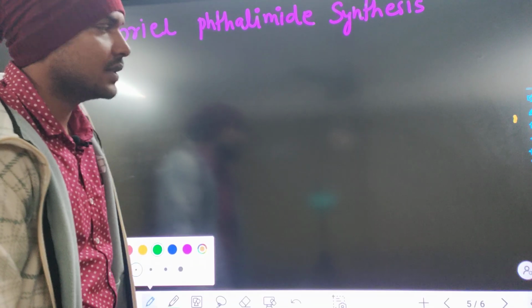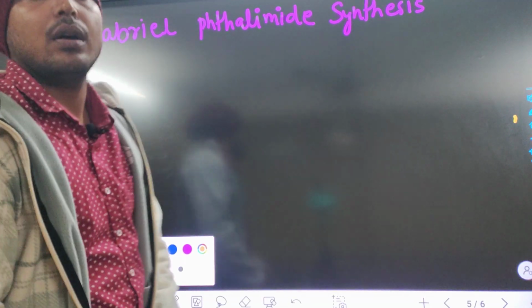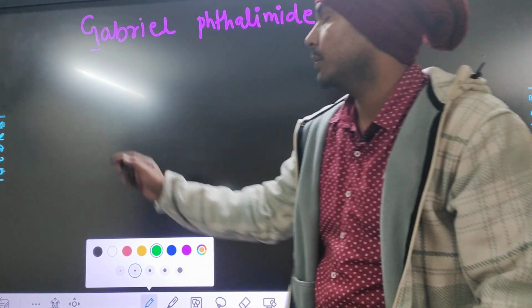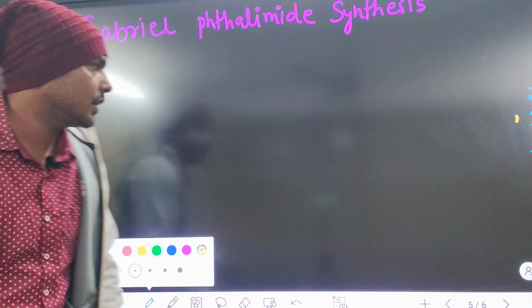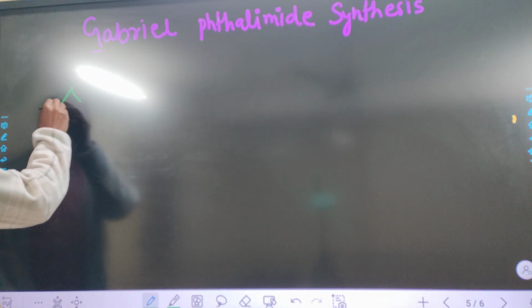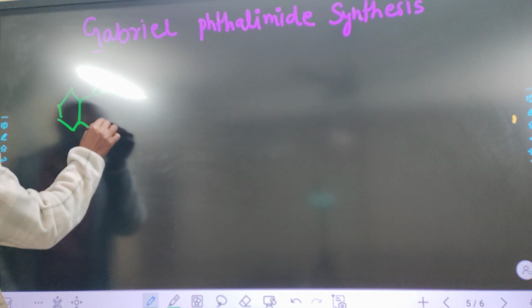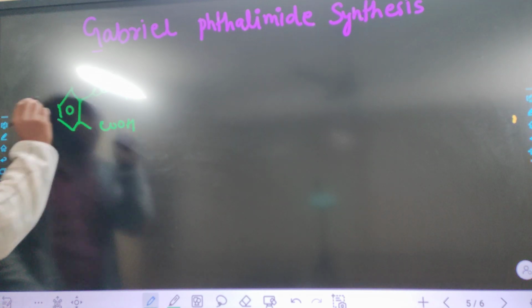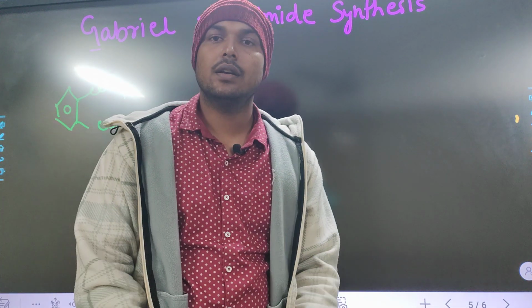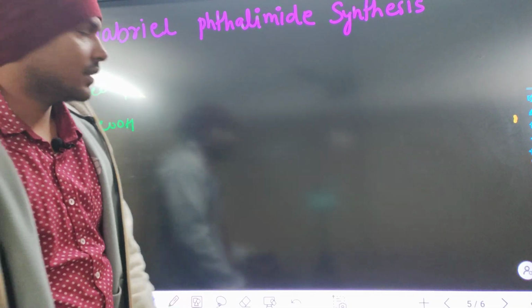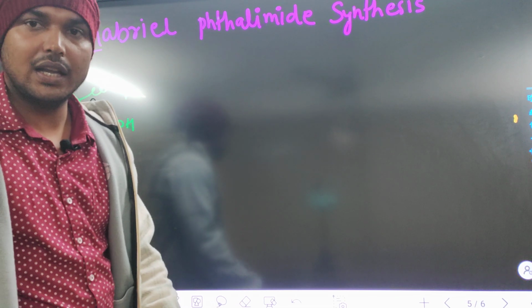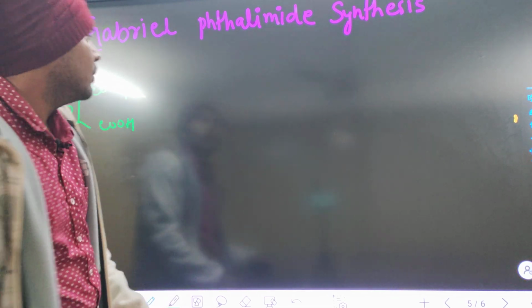So what happens in this reaction? We are going to begin our experiment in a very simple way. First take a chemical reagent, that is phthalic acid. I am drawing the structure of phthalic acid. This is phthalic acid, with COOH and COOH. When phthalic acid is heated in the presence of ammonia, what happens? A water molecule gets released and phthalic acid is converted into phthalimide.